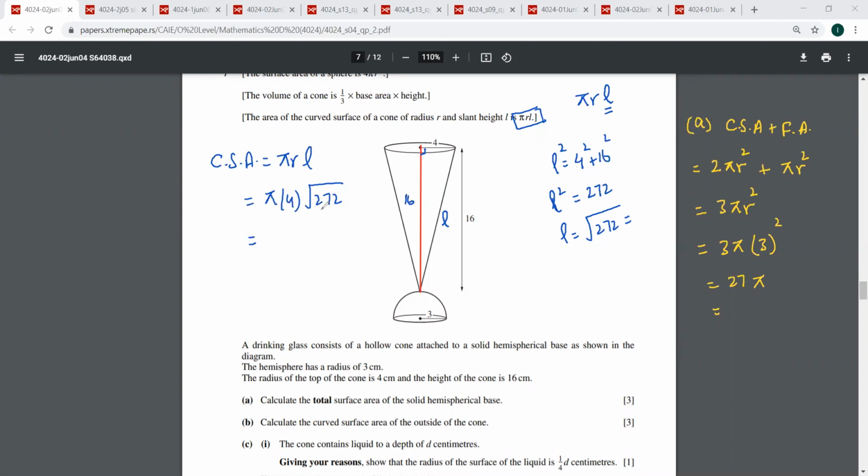Pi into 4 into the square root of 272. So what do you get? Sir, 207. 207 correct to three significant figures. And tell me what is 27 pi as well?